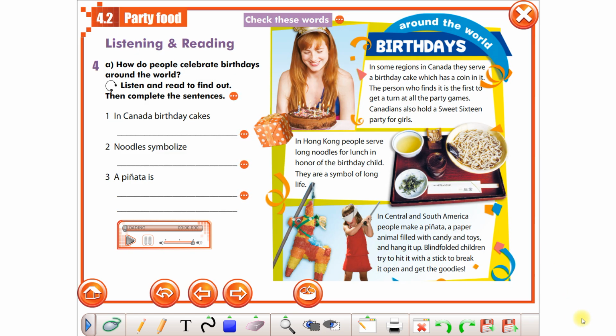Also, you will find different celebrations and festivals, and what kind of food is served. So here we have a couple of examples when we discuss food from the world.